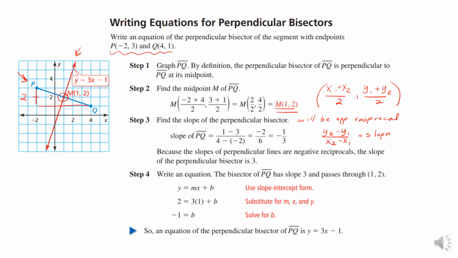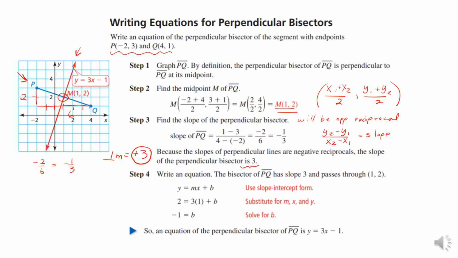This is 2, this is 1, 2, 3, 4, 5, 6, this is 6. It's a negative line. So it's negative 2 over 6, which equals negative 1/3. Either way, we got the same slope. Now we're going to find the perpendicular slope, which is the opposite sign, so it's positive, and the reciprocal, so it's 3, which is what they got right here.